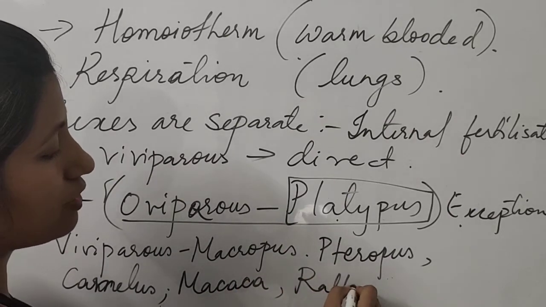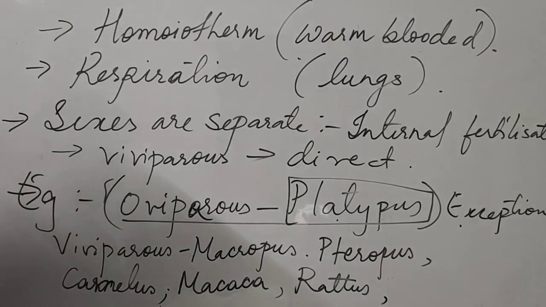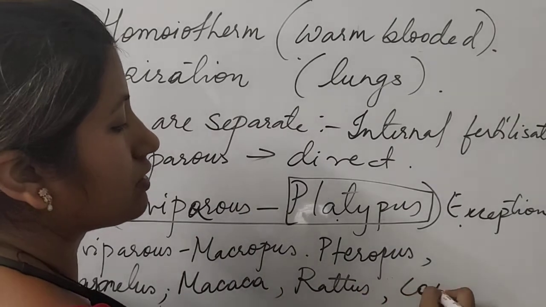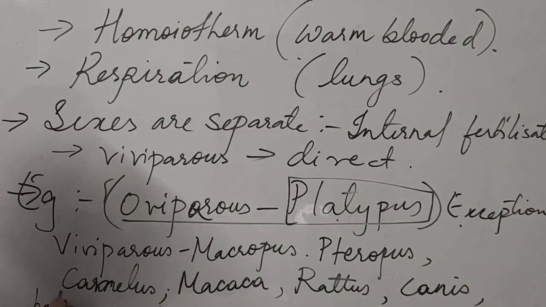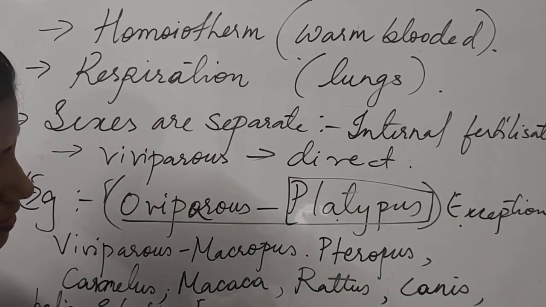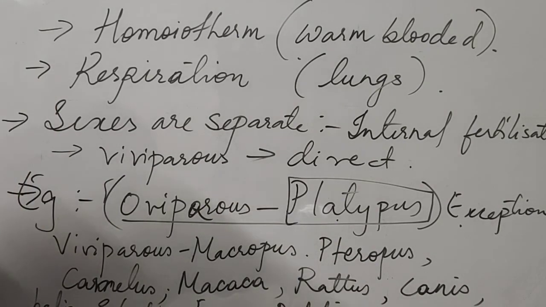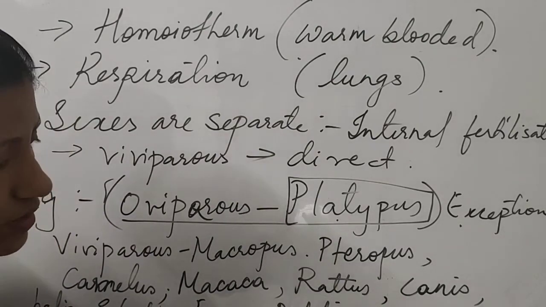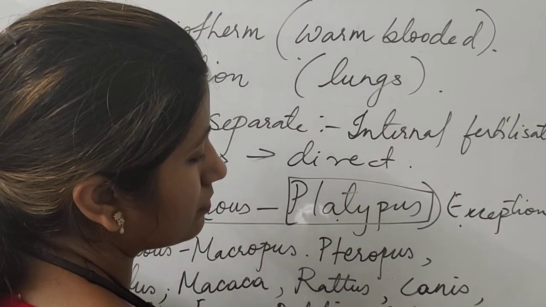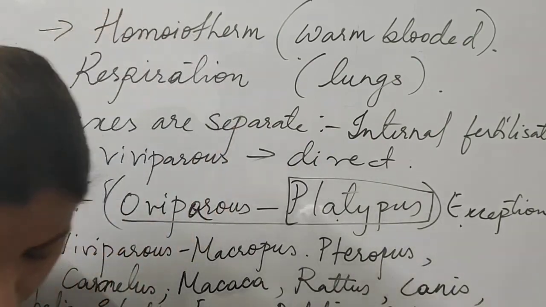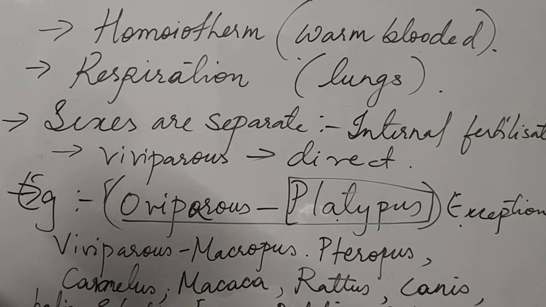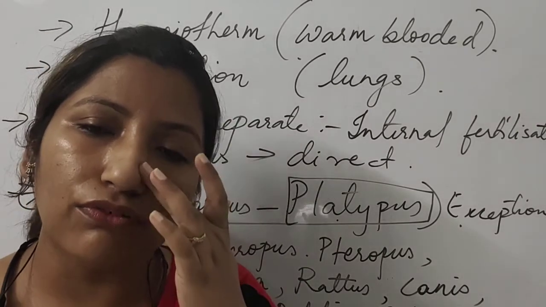Rattus is all a biological name: Rattus for rat, Canis for dog, Felis for cat, Elephas for elephant, Equus for horse, Delphinus for dolphin, Balaenoptera for whale, and Panthera for tiger, lion. Panthera tigris for tiger, Panthera leo for lion.